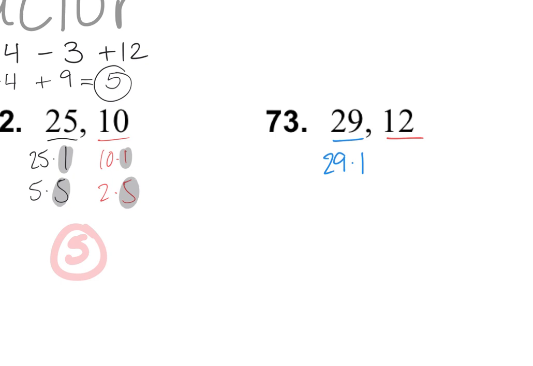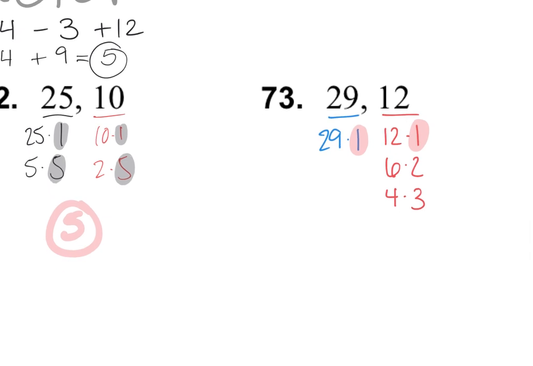And 12 has a few factors though. 12 has 12 and 1, and it also has 6 and 2, and it has 4 and 3. 4 times 3 gives me 12, 6 times 2 gives me 12, and 12 times 1 gives me 12. The only common factor between these two is the 1. So these two's greatest common factor is uno.